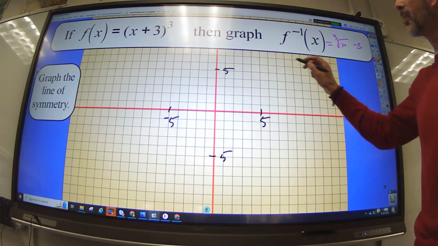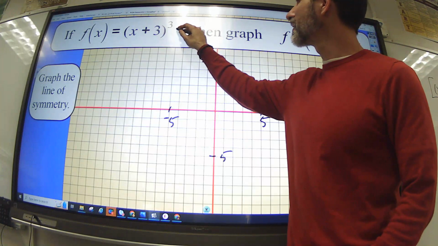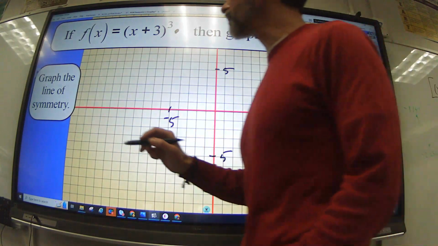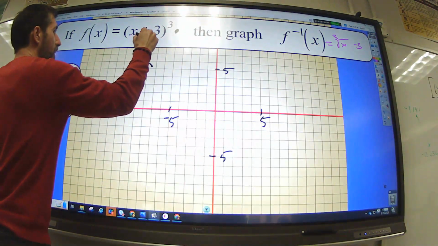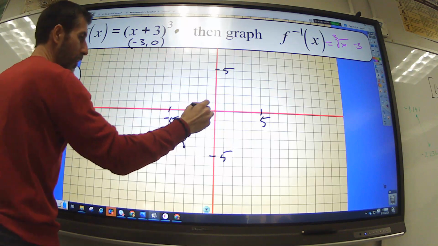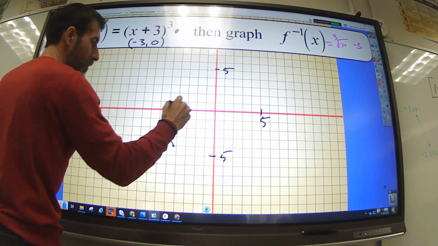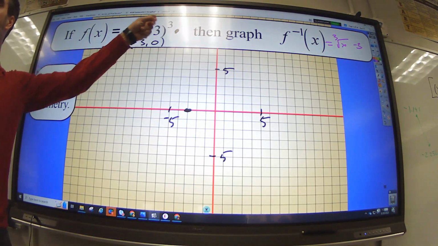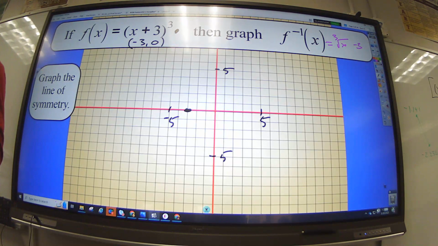Let's do this in black. What's my h and k for my original function? Negative 3, 0. So I go 1, 2, 3, left. This tells me I cube my x. Over 1, up 1. Over 2, up 8. Negative 1, negative 1, negative 2, negative 8.